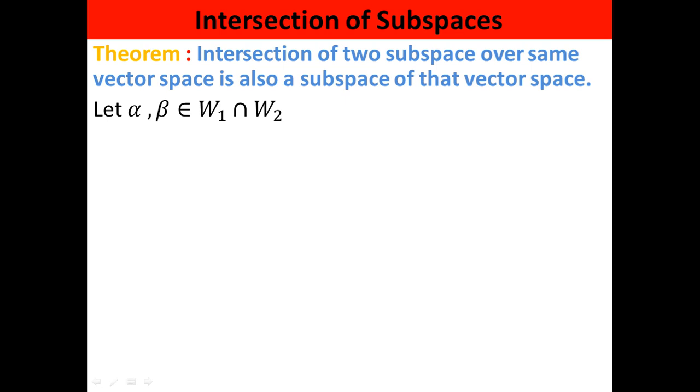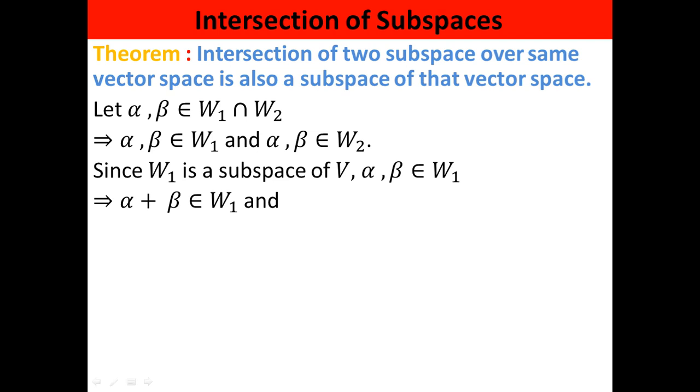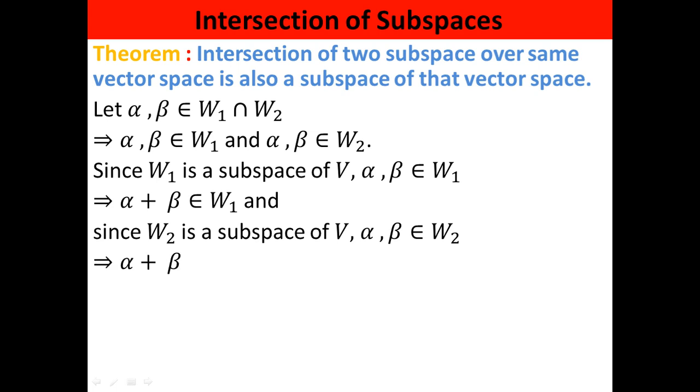However, in the first condition we choose alpha, beta in W1 intersection W2, then alpha, beta belongs to W1 as well as alpha, beta belongs to W2. Since W1 is a subspace of V, alpha, beta in W1 implies that alpha plus beta in W1, and since W2 is a subspace of V, alpha, beta in W2 implies that alpha plus beta in W2. This is the first condition for any subspace.